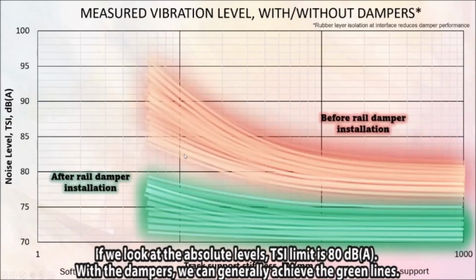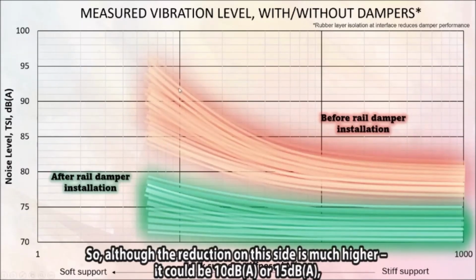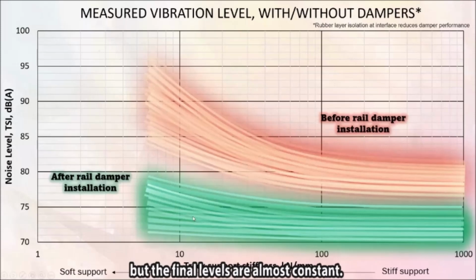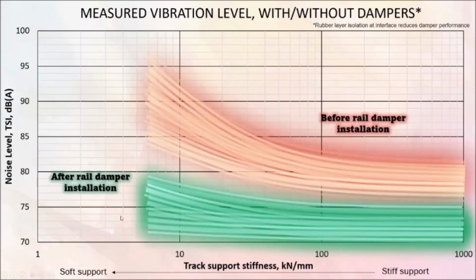Okay, if we look at the absolute levels, the TSI limit is 80 dB. With the damper, we can generally achieve the green line. So although the reduction on this side is much higher, it could be 10 dB or 15 dB, the final level is almost constant. Whatever track form type, we can achieve a similar noise level from the train.